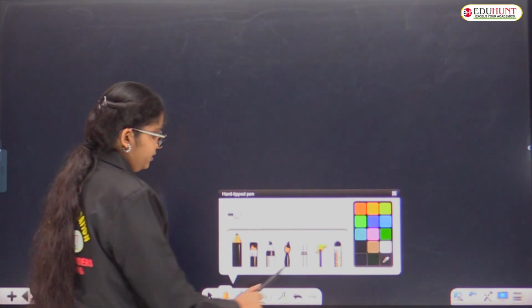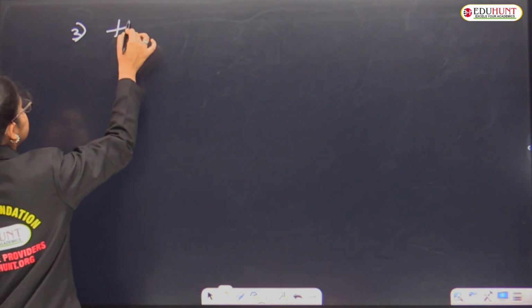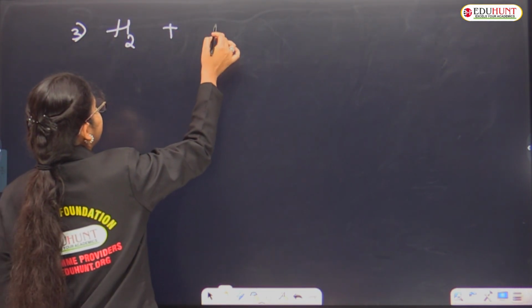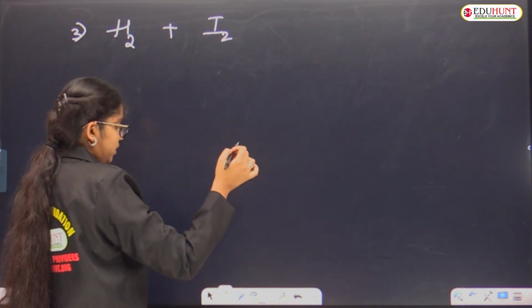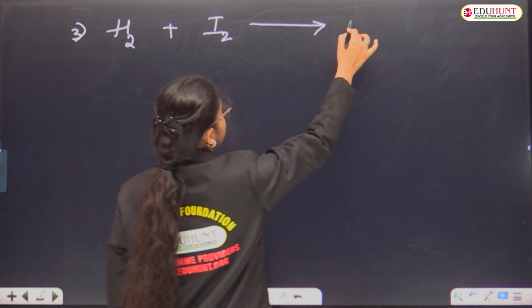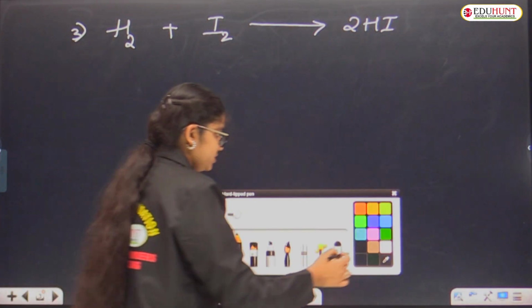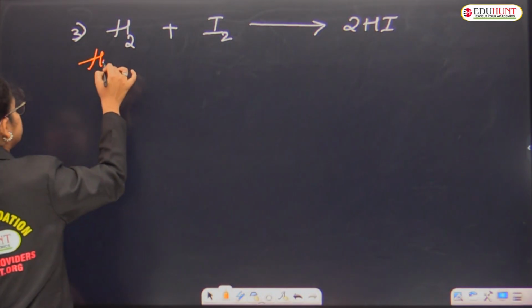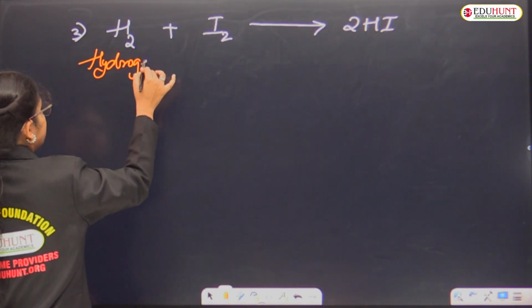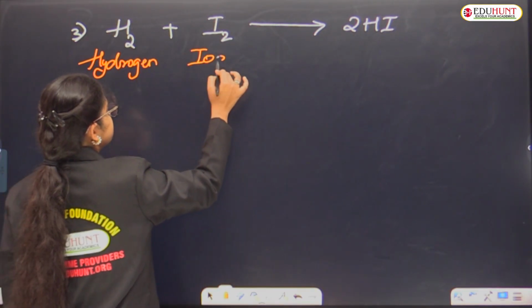Some more examples for you. One more example, the third example. This is again hydrogen plus, let's take iodine vapors. It gives rise to 2HI. What's the name? H2 means hydrogen, come on, write down. Hydrogen, iodine vapors.